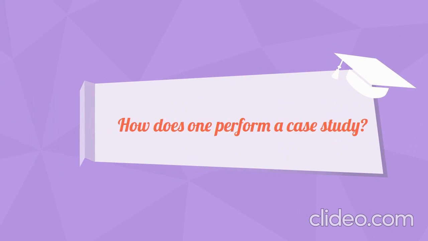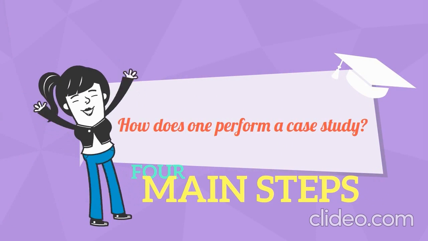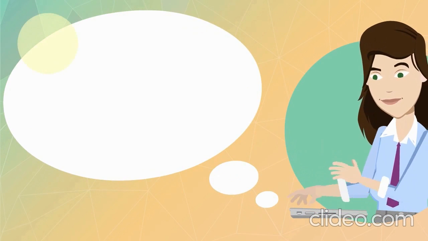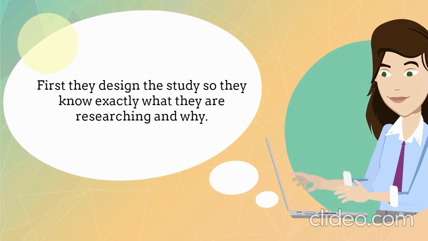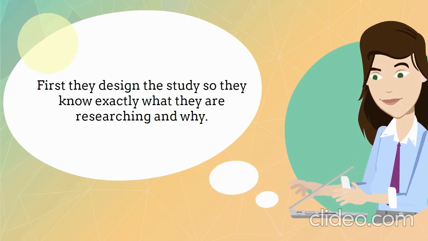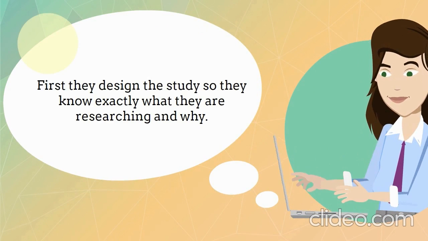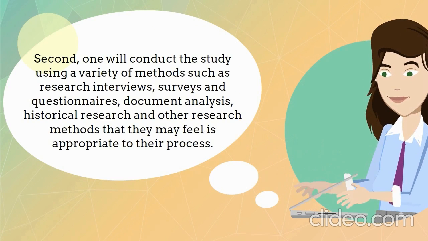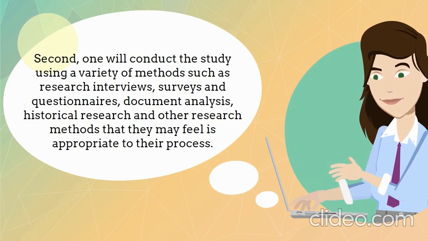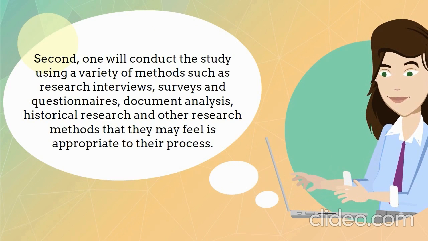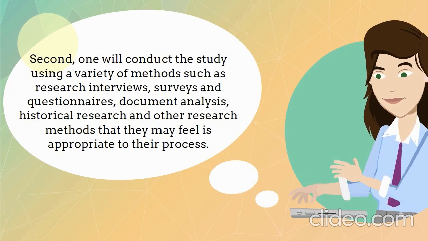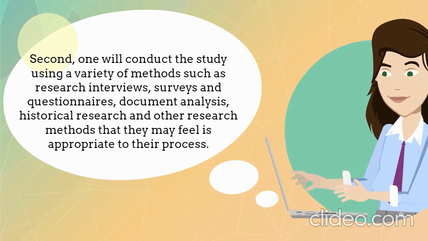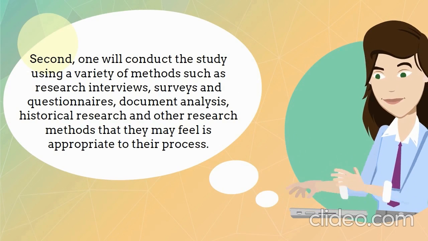How does one research or put together a case study? There are four main steps for researchers to put together a case study project. First, they design the study so they know exactly what they are researching and why. This is done by developing research questions, developing a framework based on those questions, and then following through. Second, one will conduct the study using a variety of methods such as research interviews, surveys and questionnaires, document analysis, historical research, and other research methods they feel are appropriate to their process.